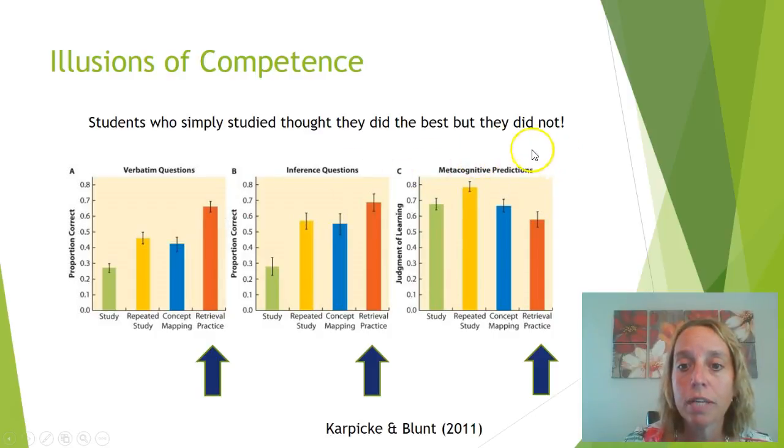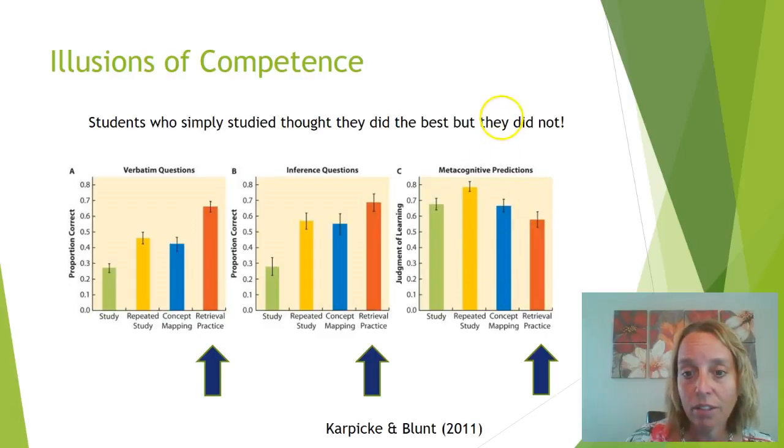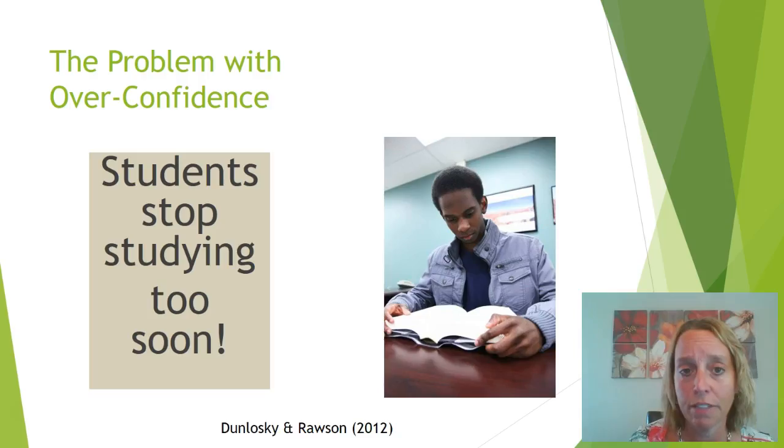However, when you ask those same students to make metacognitive predictions, you can see that students were not good at predicting how well they knew the material. This yellow line here, again, the repeated studying group, this group thought they did the best. And as you can see, they did not do the best on the test. Whereas the retrieval practice group, they thought they did the worst when in fact they actually did the best. So here's some evidence that students are not always great at self-assessing.